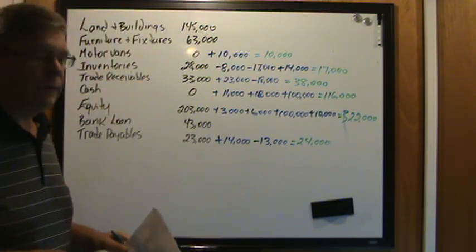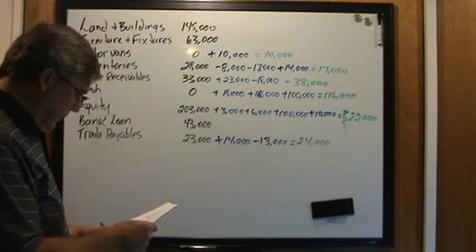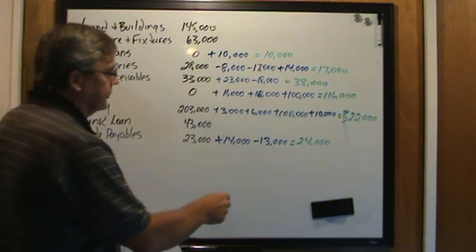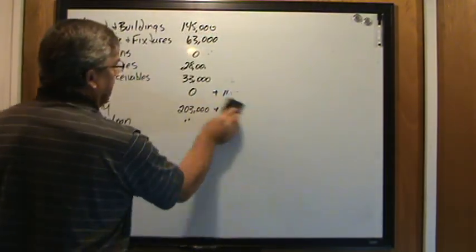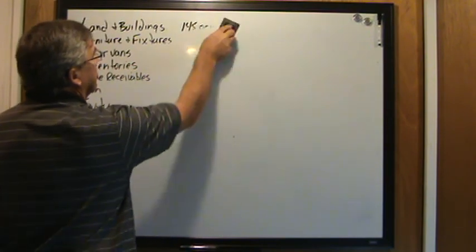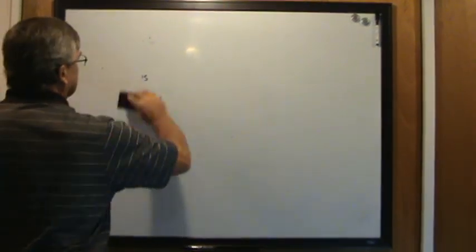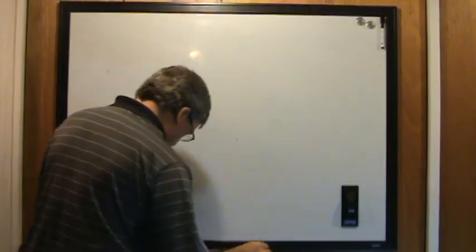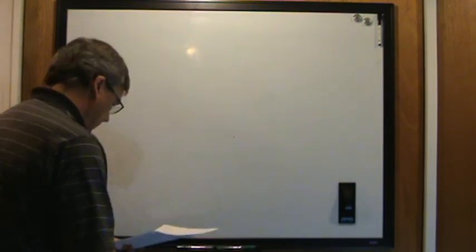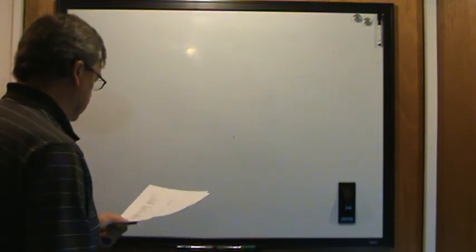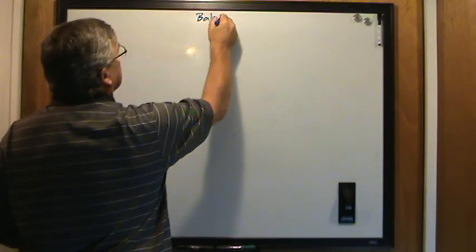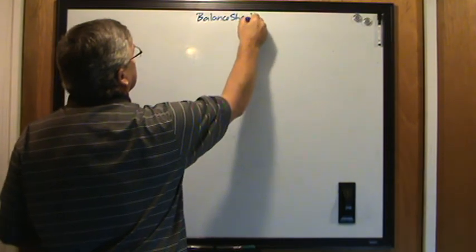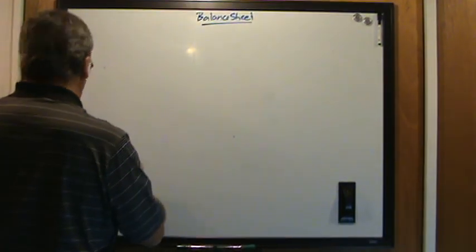And I think I asked you to do a North American version of a classified balance sheet. So let's remember these. Those are the balance of accounts that we're going to use for the balance sheet, and it'll look like this. We have the balance sheet, and we start off with assets.